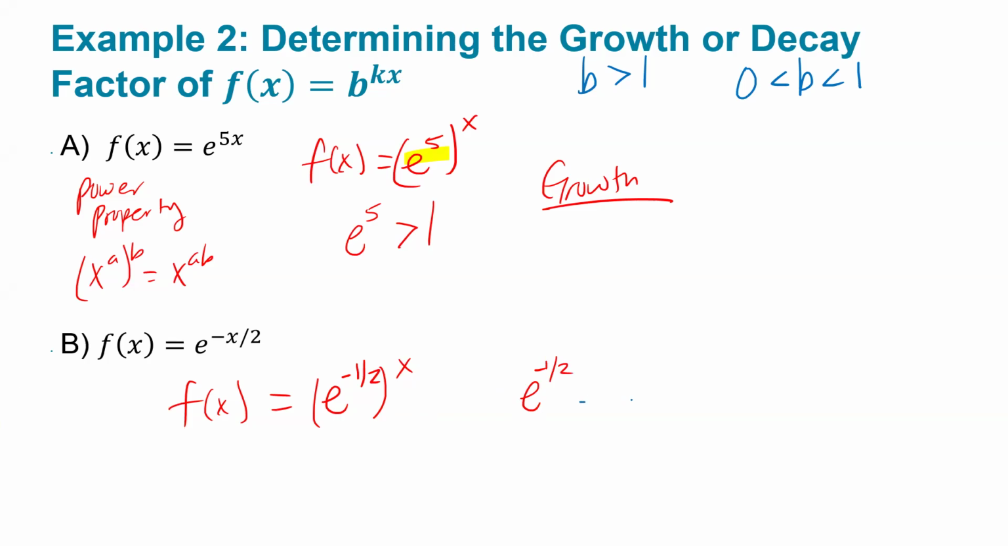Based on our negative power property, this has a bad power. What did we say a bad power does? It belongs in the basement. I know that's terrible, but you get where I'm going with it, okay? So, is our base greater than 1 or less than 1? It is less than 1. Make sense? And because it's less than 1, this is a decay model.